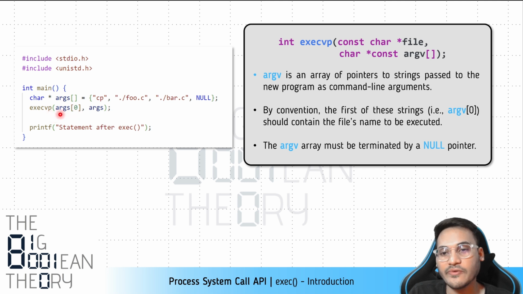So the first argument, as we know, will be the file name, and arg0 is basically cp. cp is the file name. cp is the name of the binary that we want to execute. And then we pass the full list of arguments.